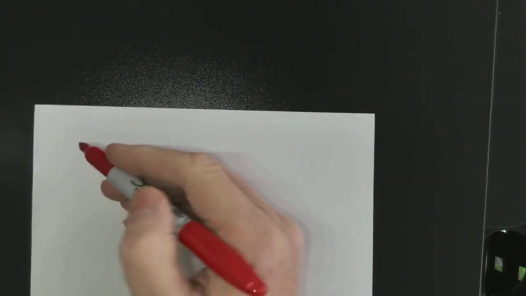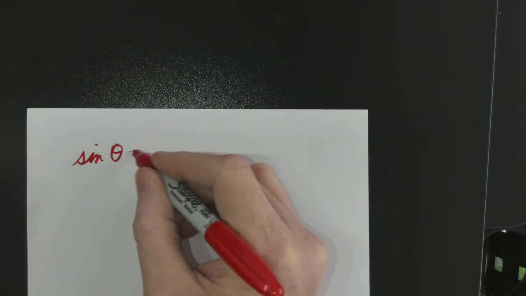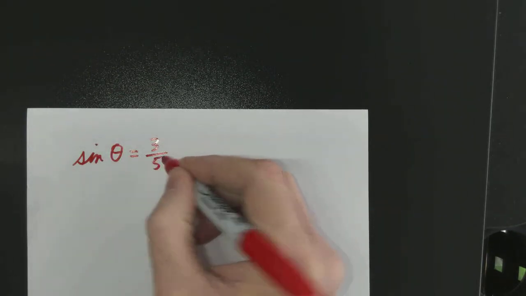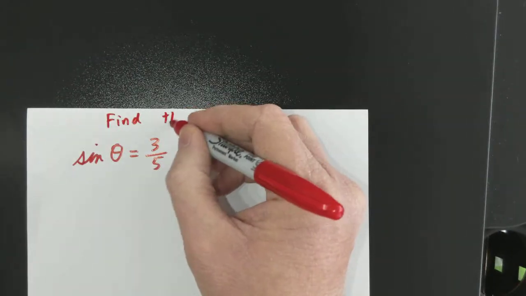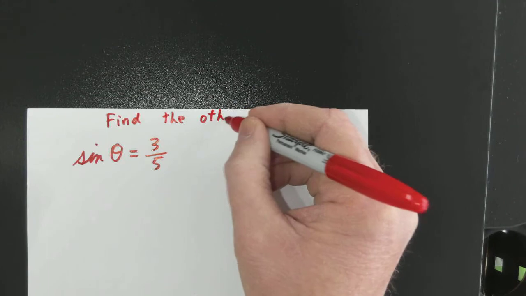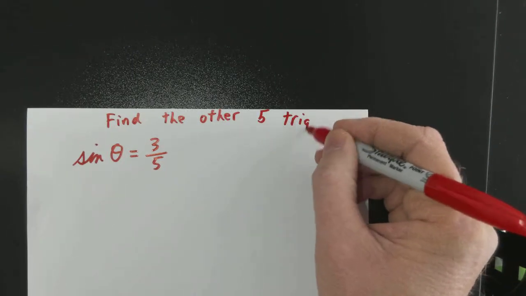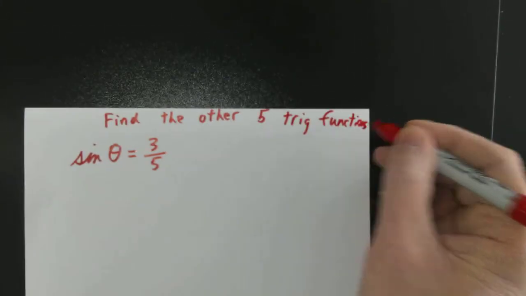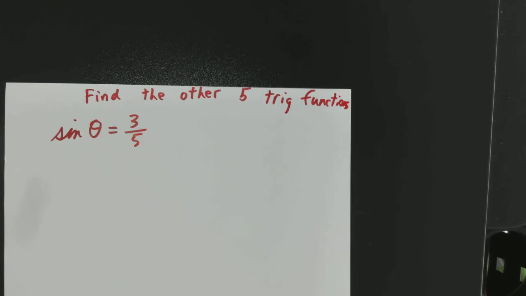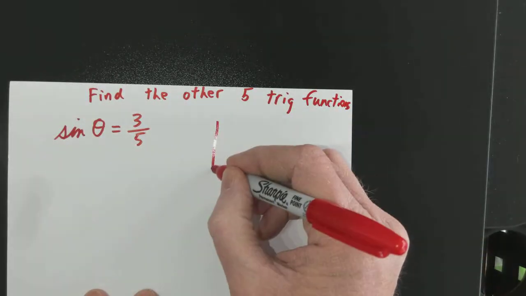This time I'm not going to draw a triangle. Let's see, but the sine of theta is 3/5. Find the other 5 trig functions. This is all I'm giving you right now. Any thoughts? How to approach this? Justin? Draw a triangle? Okay, I'll do that.